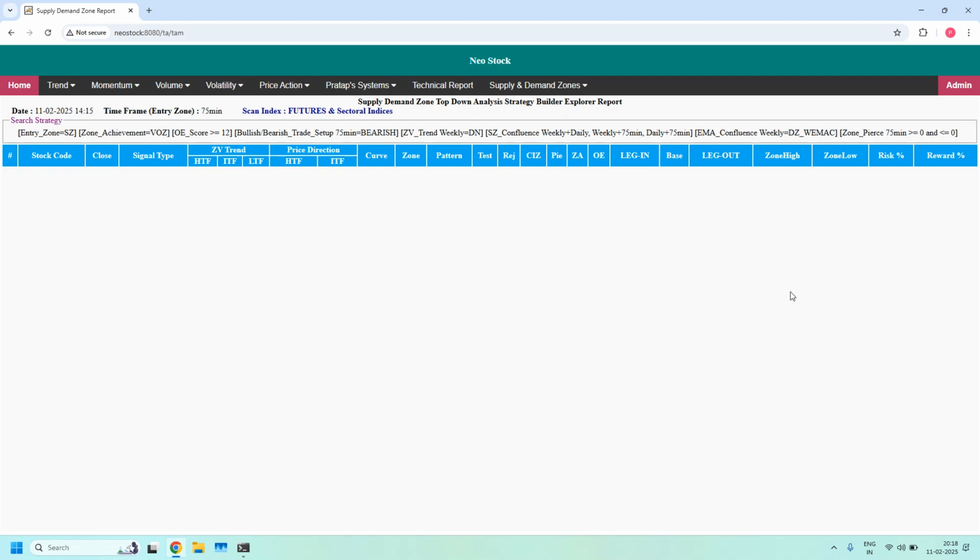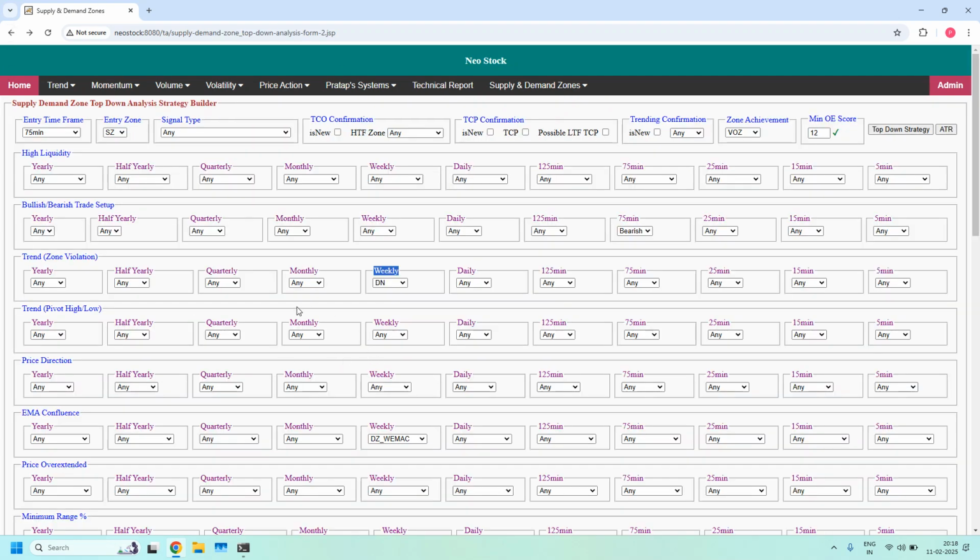Some mistake we did. I set a wrong filter here. See, weekly demand zone I selected. I have to select weekly supply zone. Sorry for the mistake. I am going back. So this is the way the search filter will be helping in finding our mistake.